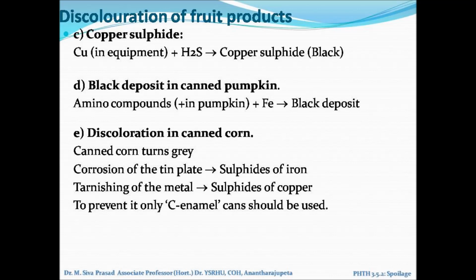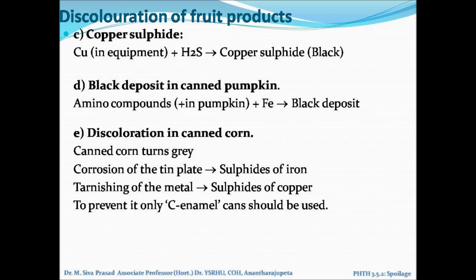Till now we were discussing contamination through the metallic cans. Now, through the equipment. The equipment which is made up of either brass or copper, when it reacts with the hydrogen sulfide, forms a copper sulfide which is black in color. It causes discoloration. So the equipment plays a key role. Even the contaminants can enter through the machinery that is being used.